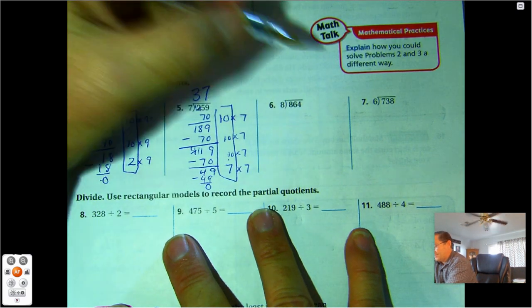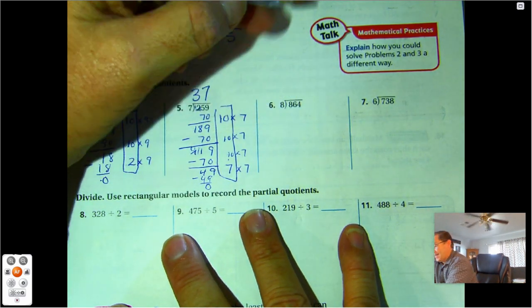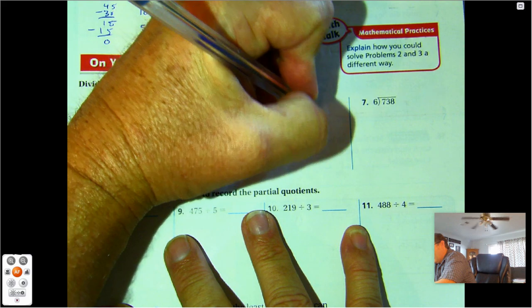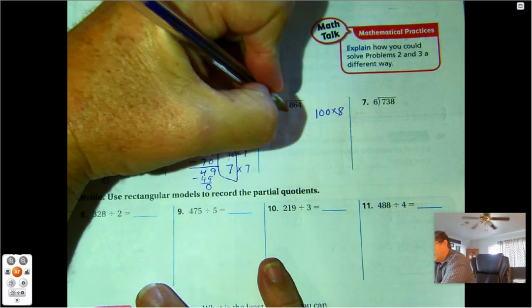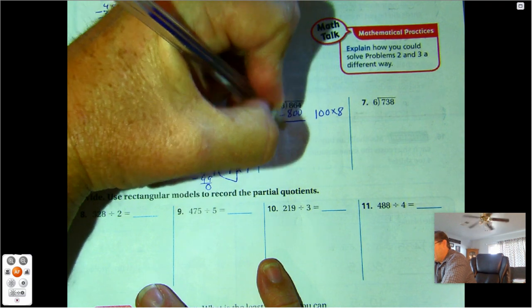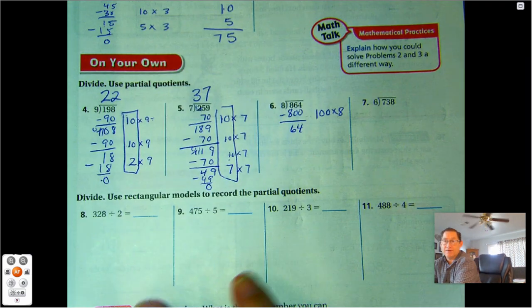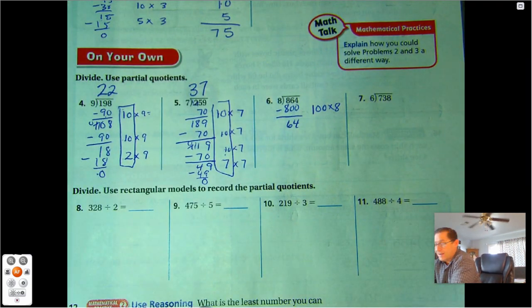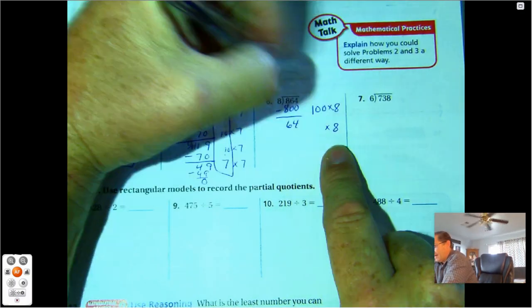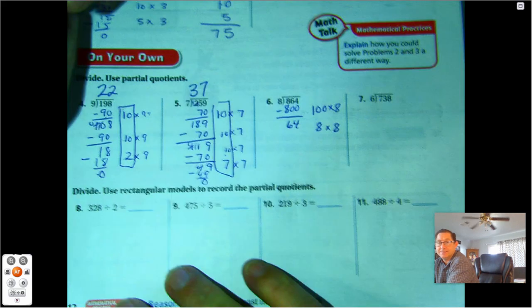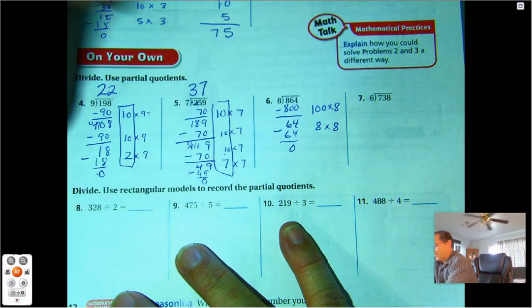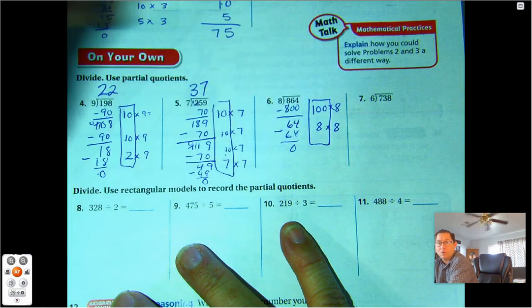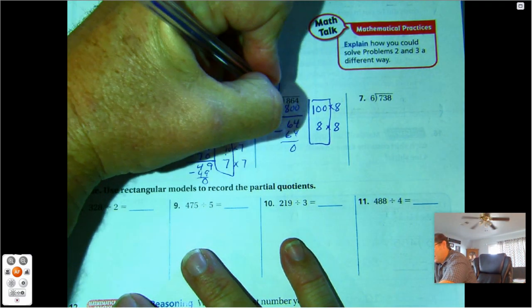864 divided by 8. Well, this time I know that 100 times 8 is 800. So I'm going to get as close as I can on that one. That one's fairly easy. And then I'm just going to use the basic math fact. 8 times 8 is 64. And so we're at 0. So all we have to do is add 100 plus 8. We get 108.